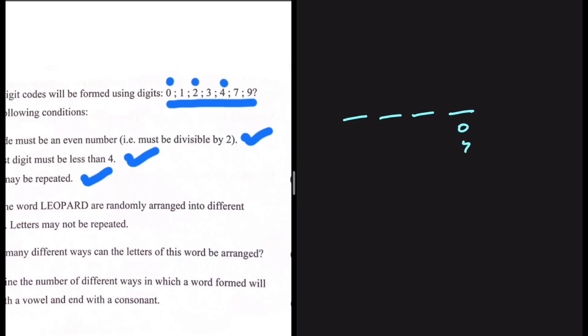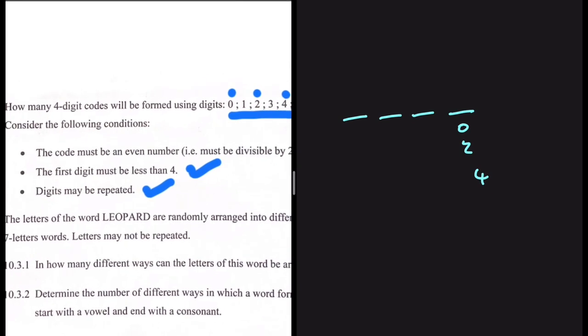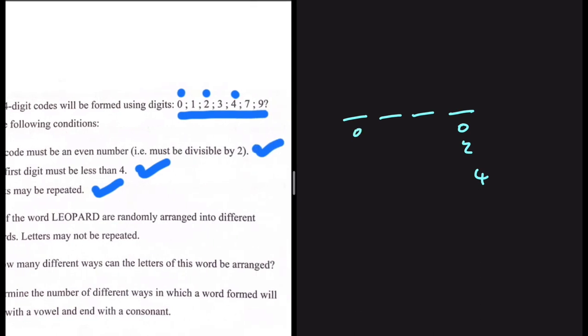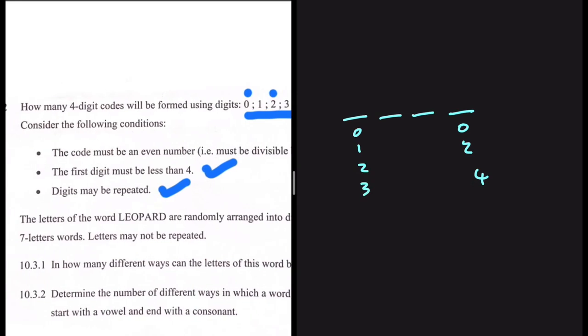So only 0, 2, and 4 can occupy that last spot. The first digit must be less than 4. If it is less than 4, then only 0, 1, 2, 3 can occupy that first spot. We need to put that in mind. So in the first position, one of the 4 digits can occupy that spot. And then on the last position, one of the 3 digits can occupy that spot.